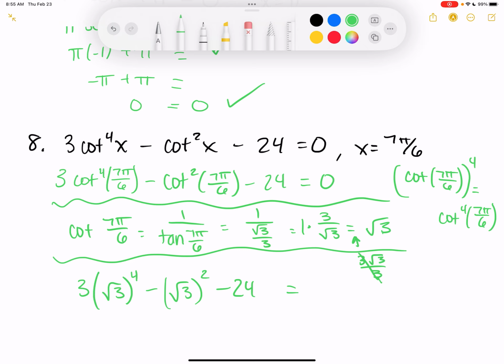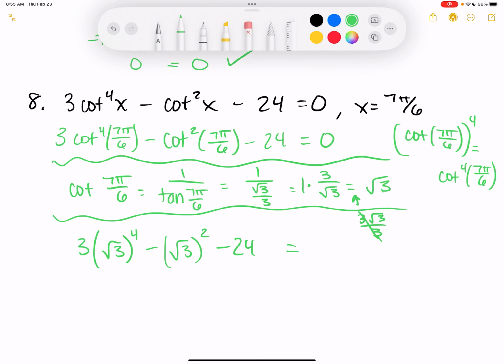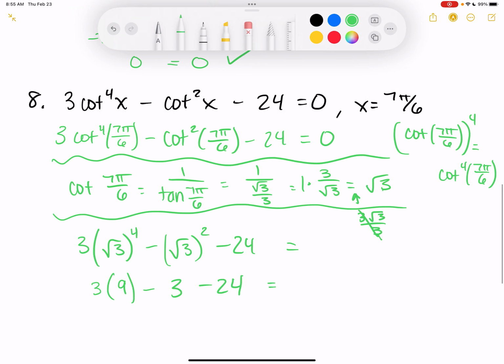So the square root of 3 raised to the fourth would be what? You don't need a calculator for that. 9. Boom. Square root of 3 squared would be 3. Then 3 times 3 is 9, so 9. Minus, so the square root of 3 squared is 3. I just wanted to verify myself. You know, I make mistakes. So this is 27 minus 3 minus 24. 0 equals 0, so that's good.